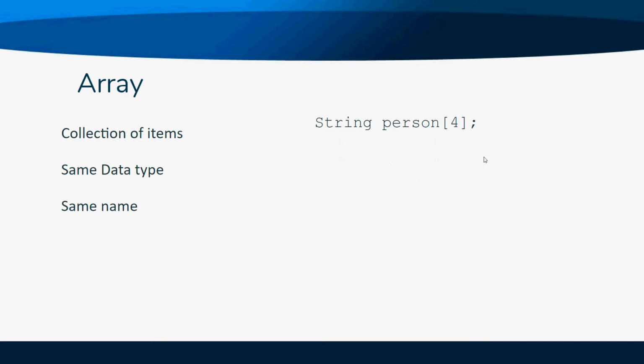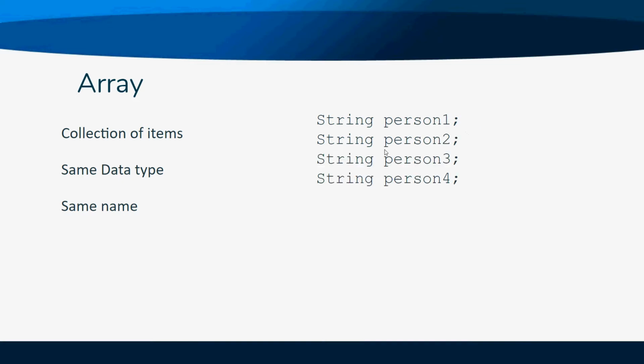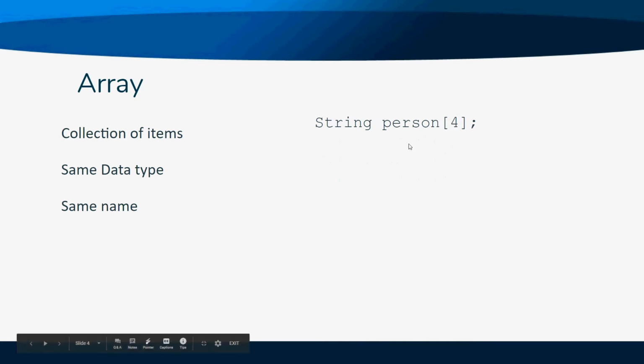So instead, we can say string person, open square brackets 4. And that does the exact same thing as this. The only difference is now I'm dealing with just one variable called person, and it has a size. So an array is a collection of items. They all have the same data type. In this case it's string, but you could have an array of doubles or an array of ints. And all of the array positions, all of the values share the same name.